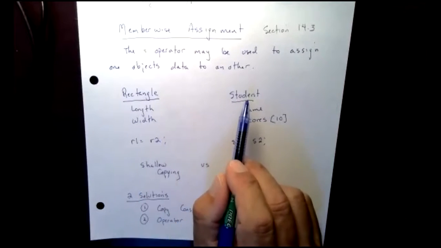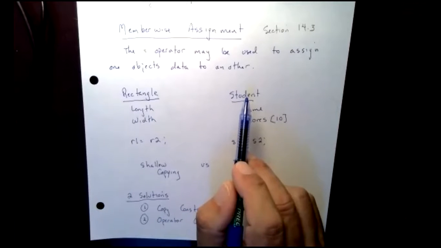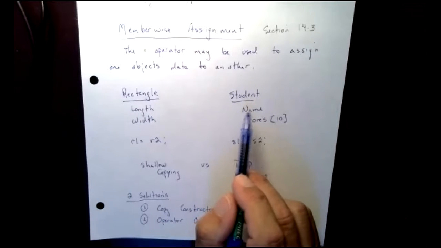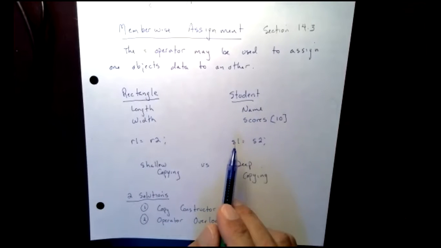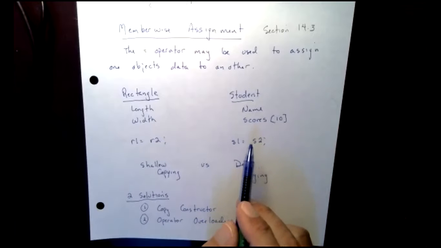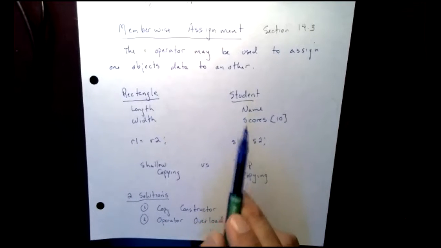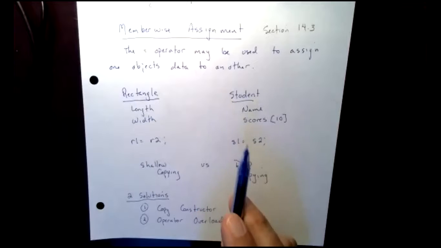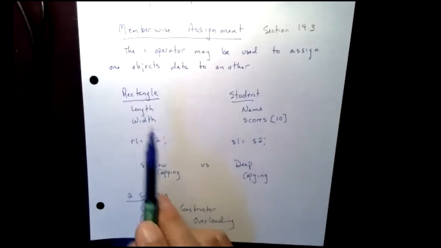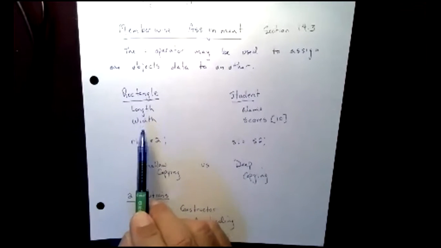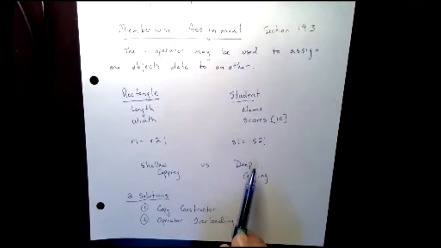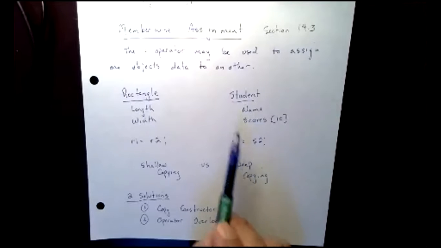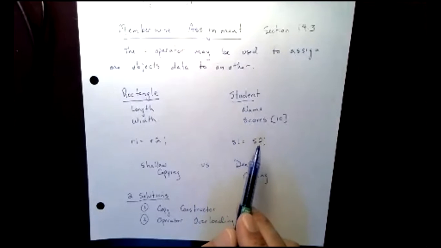Well, what if I had a class and I called it student? Okay, and in my student class, I had a string that's a name and I had an array of 10 scores. And if I did S1 equals S2, well, by definition, what happens is the address of the string would get copied over and the address of the arrays. I wouldn't get the individual values like I did over here because I have different types of data stored inside. So this is where my problem comes with deep copying, where I have to not do the S1 equals S2, but I have to copy everything over.